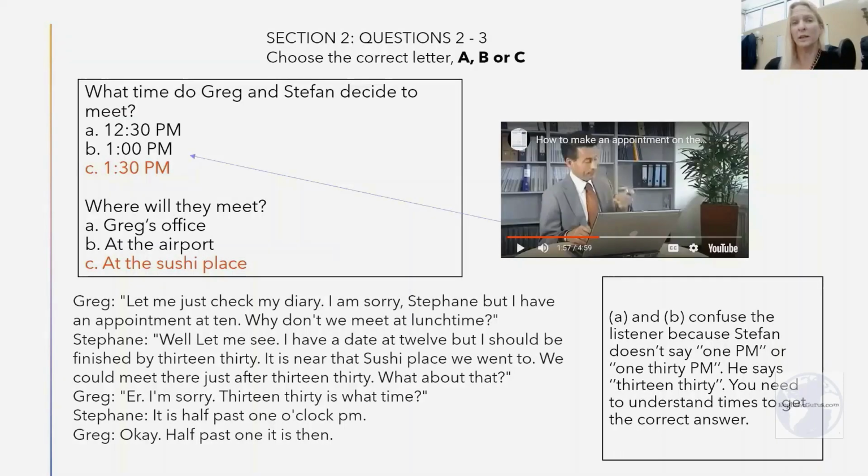Finally, where did they decide to meet? They were talking about getting to the airport. Stefan was talking about getting to the airport. So answer B is a distractor. However, they finally decide to meet at the sushi place. And Stefan says it very quickly, and I believe it's only said once in the audio.